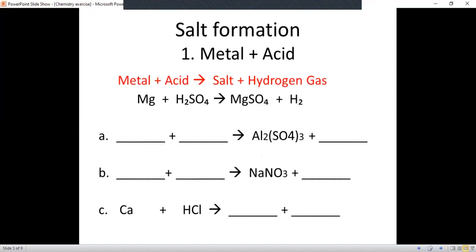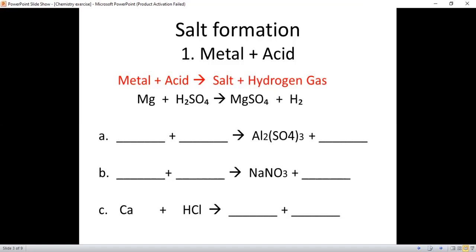Salt formation 1, metal plus acid. So a metal plus acid will give us salt and hydrogen gas. Magnesium plus sulfuric acid will give us magnesium sulfate and hydrogen. So you have to complete the reactions with the missing chemicals. What do we have in the first one?